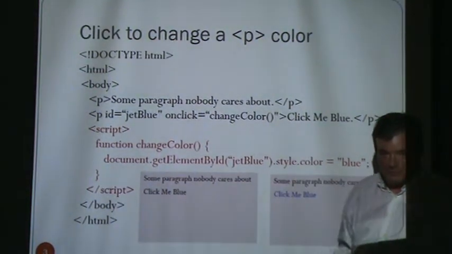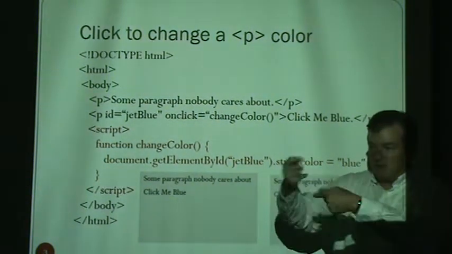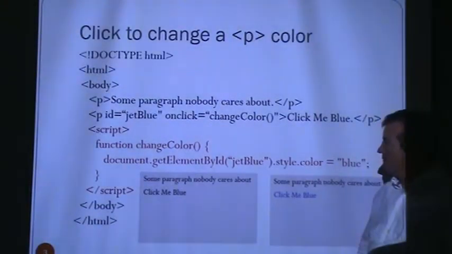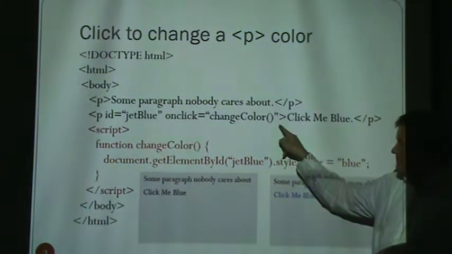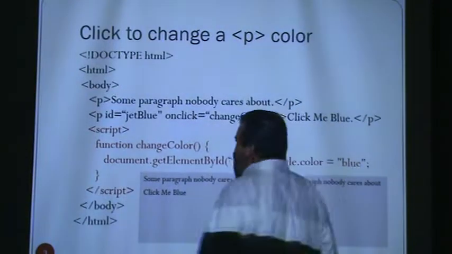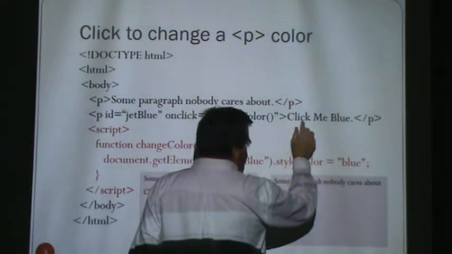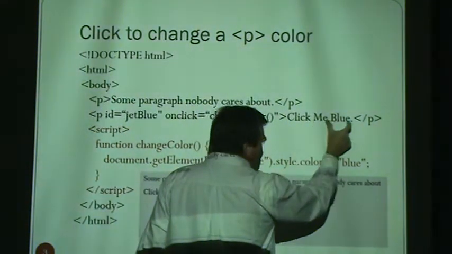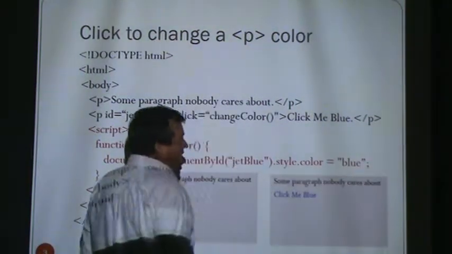Now we're all computer programs, so we know when you call a function, it's going to perform some task for us. And then I have to close the parameter. So this is a paragraph, and the text in the paragraph is actually click me blue, and then that's the end of the paragraph.